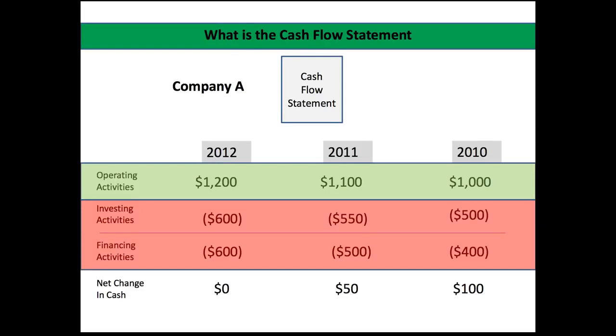So just a quick recap, here's company A, and you can see how I have the first line in green and the second two lines in red, and this is what we're looking for. We are looking for that operating activity to really be generating that net change in cash flow. So I hope that this lesson helped give you a general idea of how a cash flow statement works. This is really general and basic.